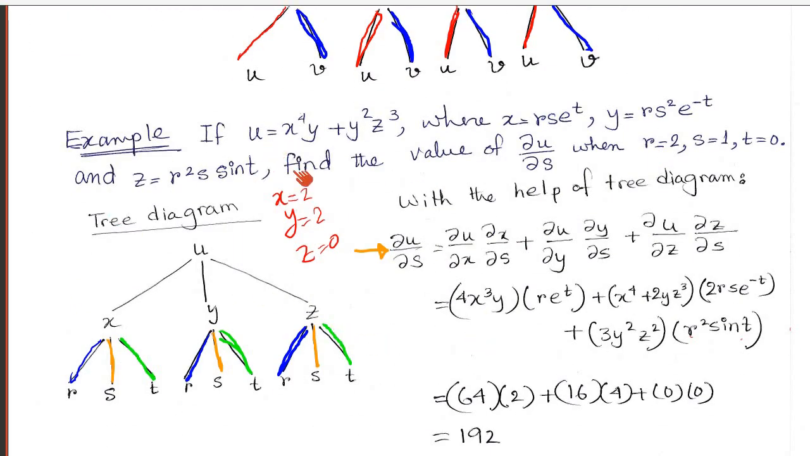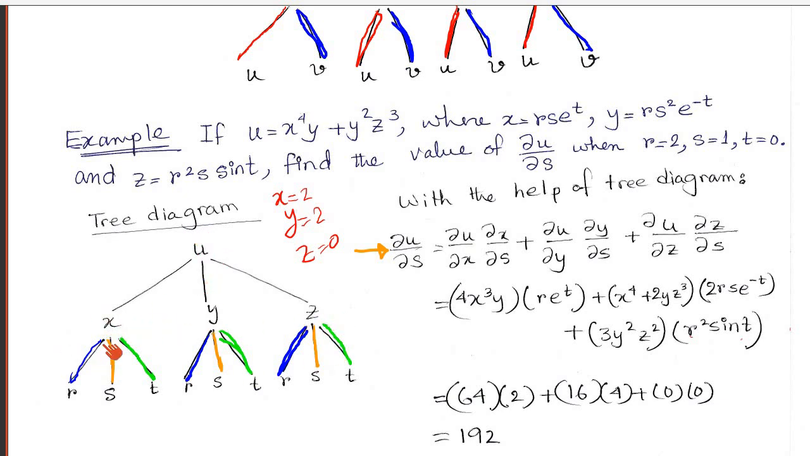Now we are going to do an example. If u is equal to this, x is equal to that, y is equal to that, and z is equal to that, find the value of du with respect to s, where r is equal to 2, s is equal to 1, t is equal to 0, and x is equal to 2, y is equal to 2, z is equal to 0. Let's draw the tree diagram. u is presented in terms of x, y, z.